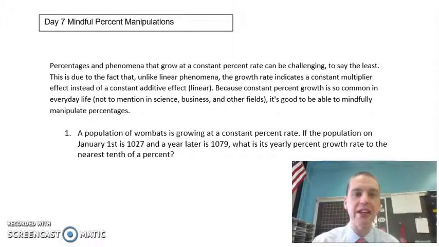Today we're going to look at mindful percent manipulations, which is actually a very interesting concept. The idea that if you increase at a constant percent, it's not a linear function. So if you increase at 5% over the next X amount of years, what is the total percent that it has increased? That's what we're going to be looking at today.